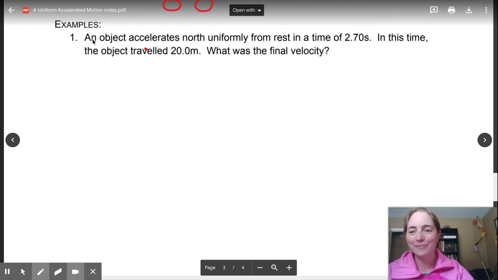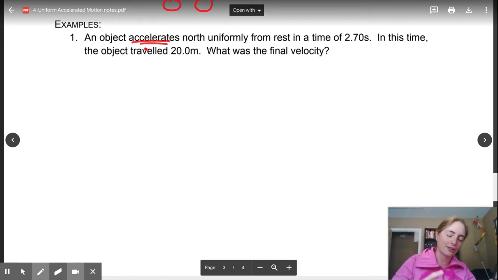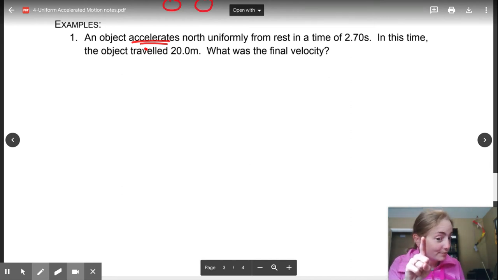All right, so an object accelerates. Keyword: accelerates. Can you use v equals d over t? No. If you use v equals d over t, I will cry. Okay, accelerates north uniformly from rest.